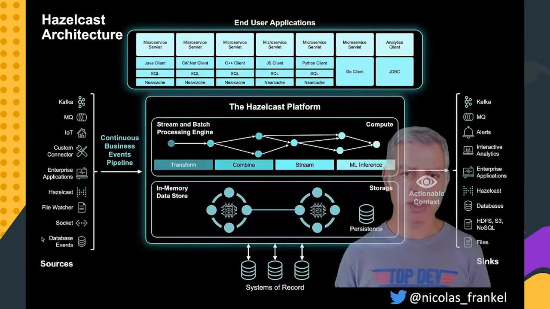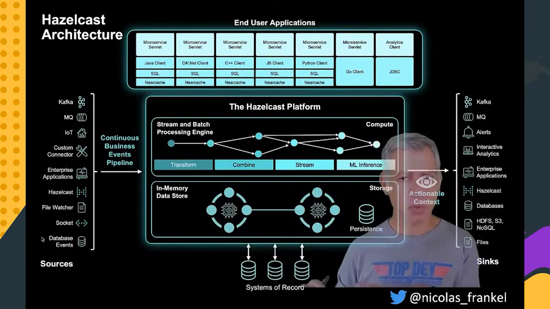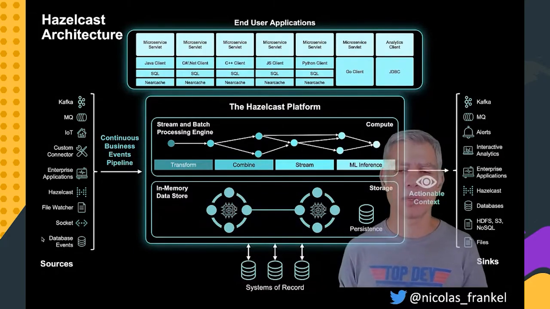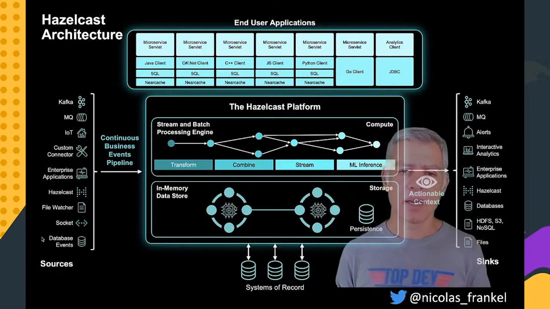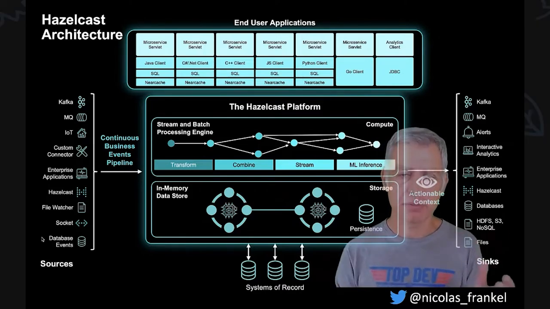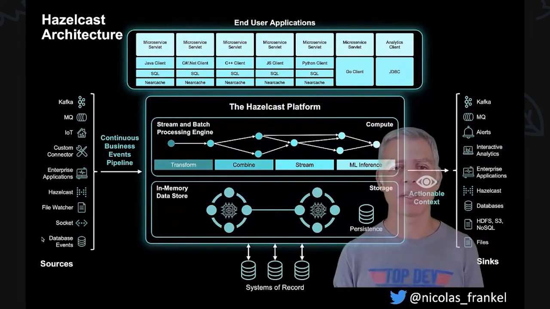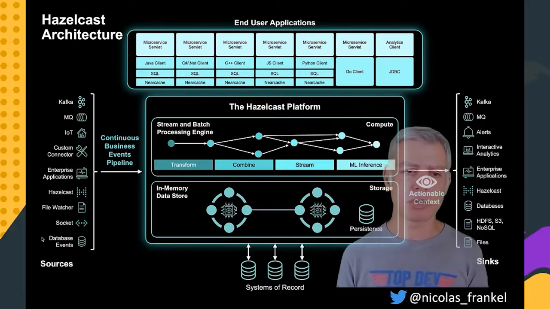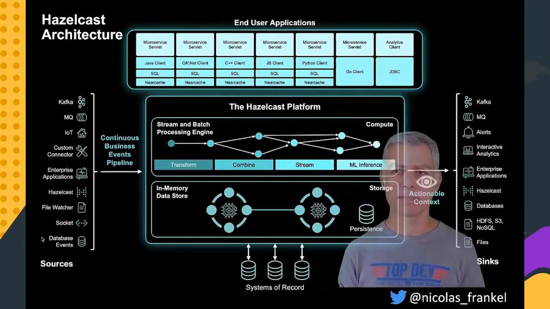I work for a company called Hazelcast, and though this talk won't be about Hazelcast, I will be using it to highlight what I'm showing. Hazelcast has actually two big features. The first one is an in-memory data grid, meaning you can store data in memory and it's distributed by nature. The other feature is in-memory data streaming, so you can transform your data, enrich your data, combine your data, whatever.